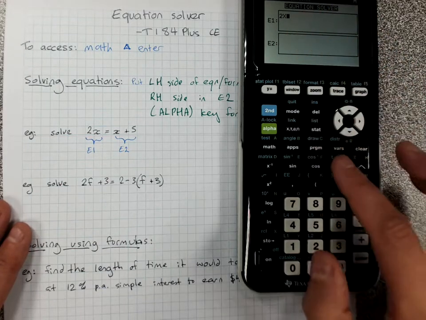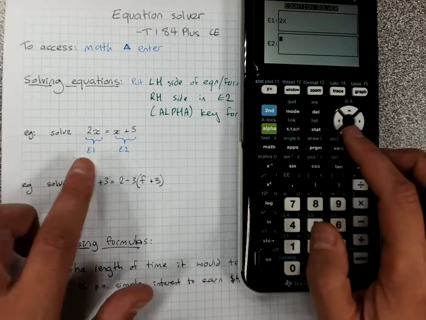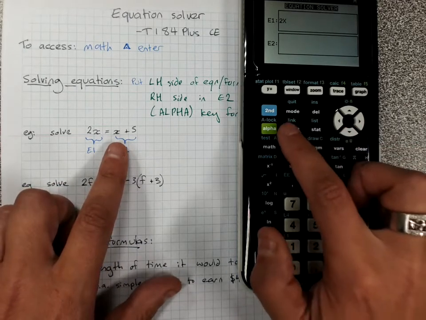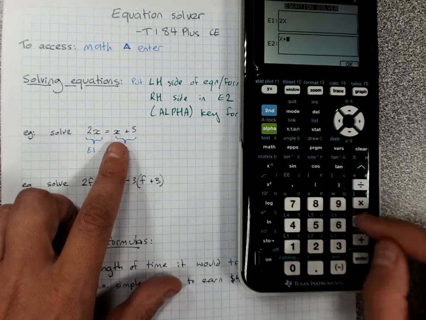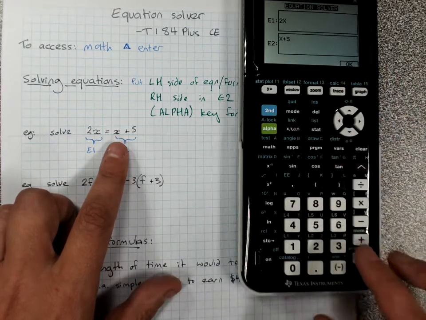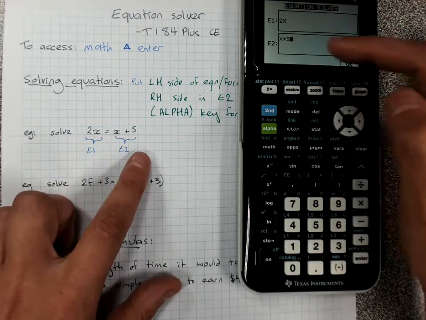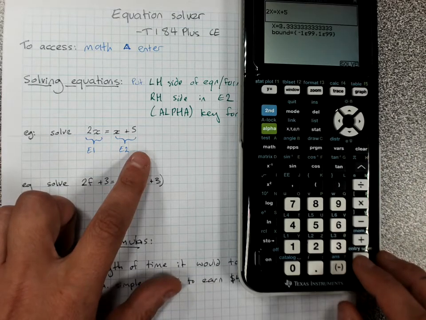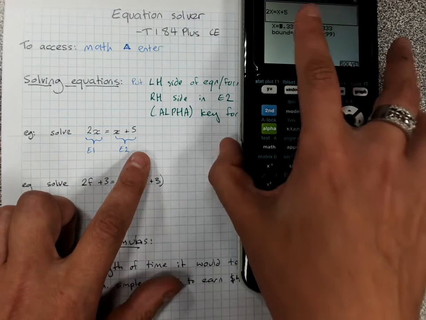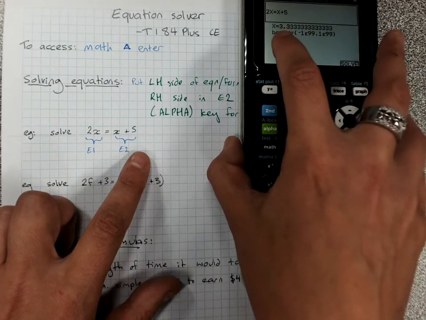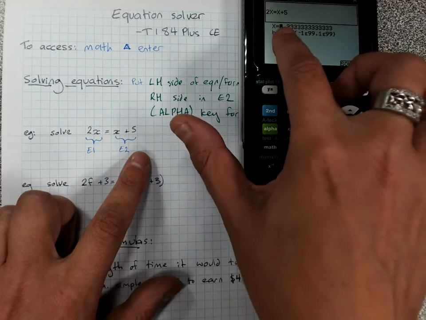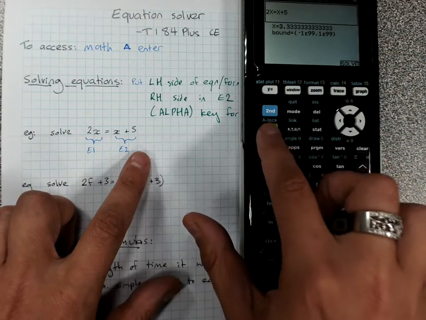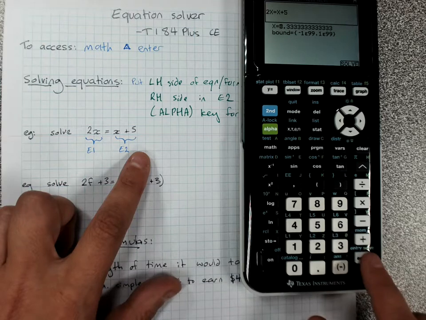So I've got 2x in the first one, move to equation 2, I want x plus 5. You'll see we've got a shortcut for x just there, next to alpha, without using the alpha, so that's easier for x. X plus 5. Once you've got the two halves of your equation, Enter. Now, don't put this answer. You need to solve. Highlight where the x is, and alpha, and enter because it's solve.